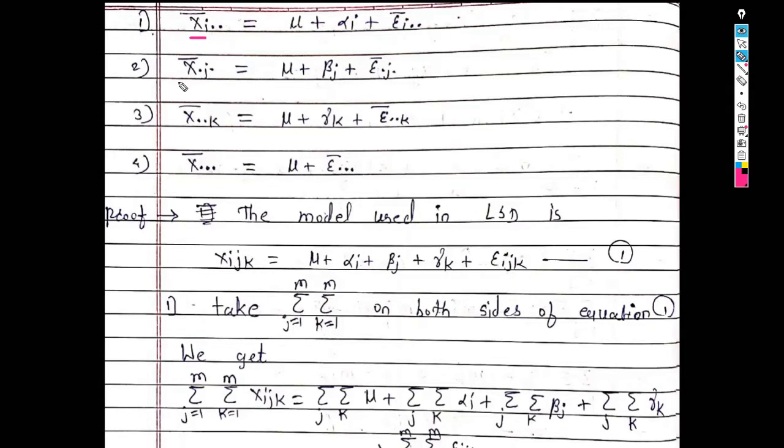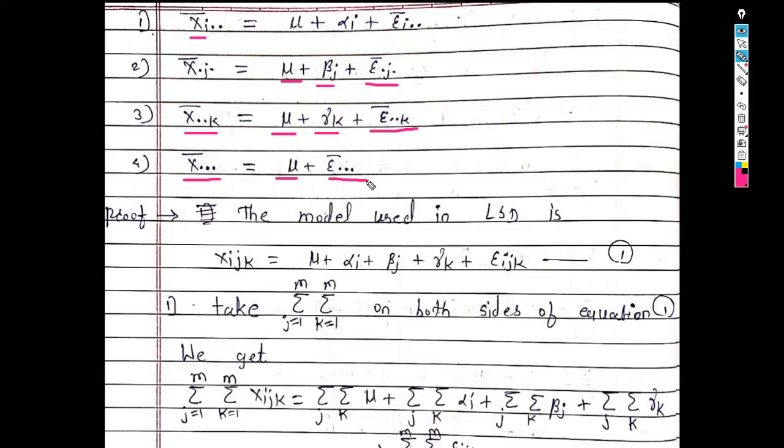Our second statement is x dot j dot bar, the jth column mean, which can be written as mu plus beta j plus epsilon dot j dot bar. The third statement is about the kth treatment mean. The kth treatment mean x dot dot k bar can be written as mu plus gamma k plus epsilon dot dot k bar. The fourth statement is for the grand mean: x dot dot dot bar can be written as mu plus epsilon dot dot dot bar.